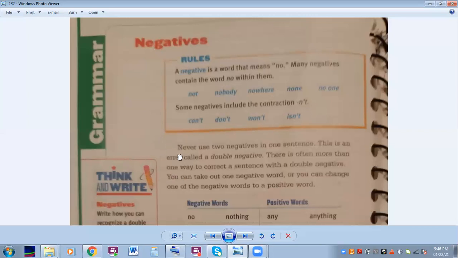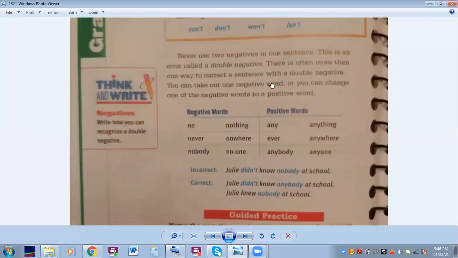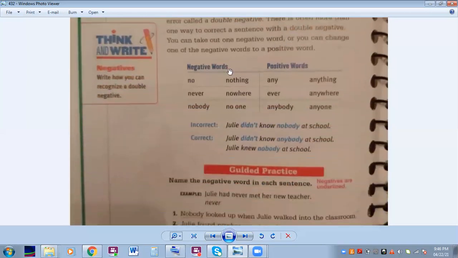Okay, here's our rule. You can never use two negatives in one sentence. This is what we call a double negative. It's not allowed. You can only have one negative in a sentence. Here are some examples of negative words and positive words. Negative: no, never, nobody, nothing, nowhere, no one. Positive: any, ever, anybody, anything, anywhere, or anyone.